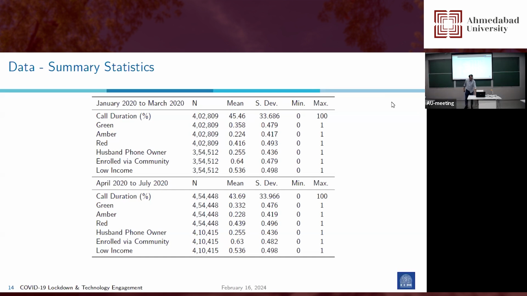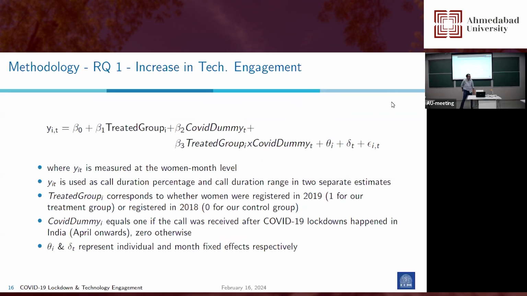So here is the difference-in-differences setup that we have. We are keeping track of the call duration percentage and call duration range in two different estimates at the woman-time level. So the observation is the ith woman at tth time point. Treated group is the 2020 cohort, because they are the ones who went through COVID. The control group is 2019, and the COVID dummy is the time difference, pre-lockdown and post-lockdown. And then we plug in a bunch of fixed effects to absorb the unobserved heterogeneity and so on, right?